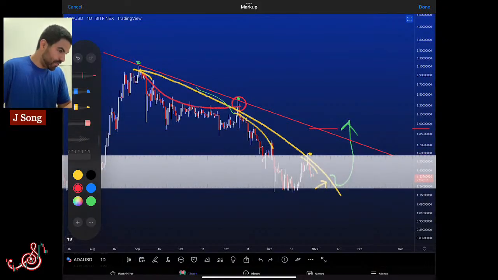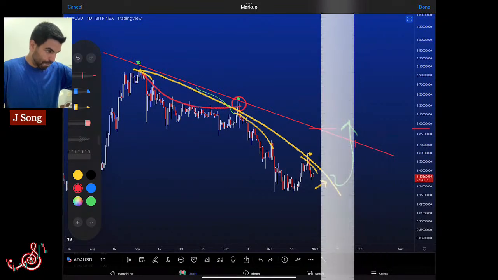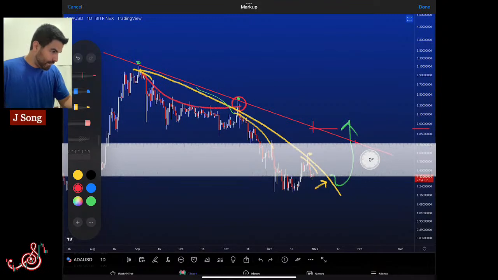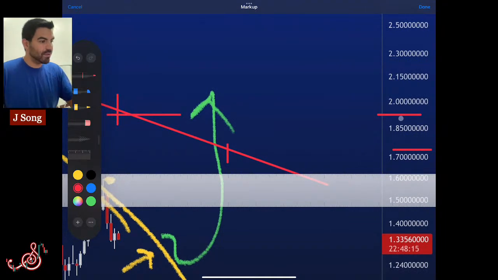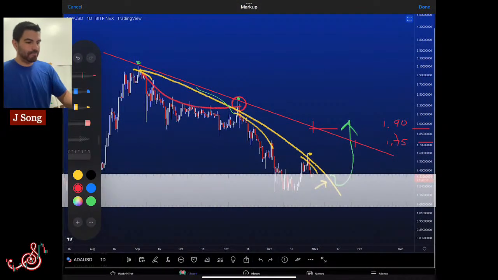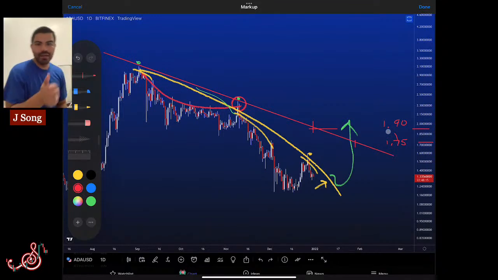And if price hits it before February, say it hits February 1st, it's about right here. So let's take a look. It's around 1.85. So I want to say 1.90 and 1.75 before February for ADA. So pay attention to that angle. You're going to be more successful.